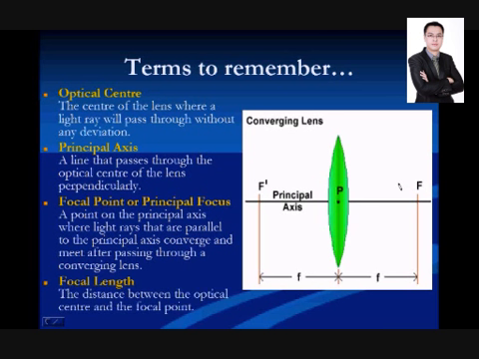And then you also need to know the meaning of focal length. Essentially it is the distance from the center of the lens to the focal points on both sides of the lens, denoted by this small letter f. So these are the four terms that you need to know, and we can now proceed to look at two practice questions.